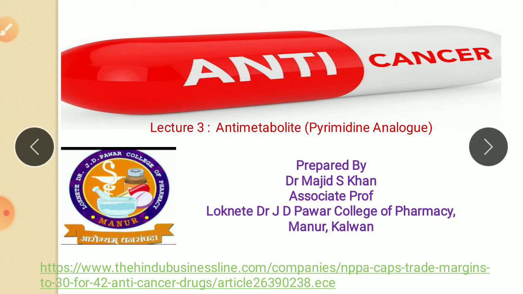In this lecture, that is lecture 3, we will cover antimetabolite and pyrimidine analog. In the previous two lectures, we covered the alkylating agents, which are the first major class of anticancer drugs. Now the second major class of anticancer drugs is antimetabolite. There are three types: pyrimidine analog, purine analog, and folate antagonist. In this lecture, we will cover the pyrimidine analog antimetabolite.